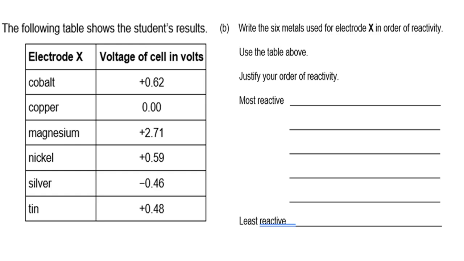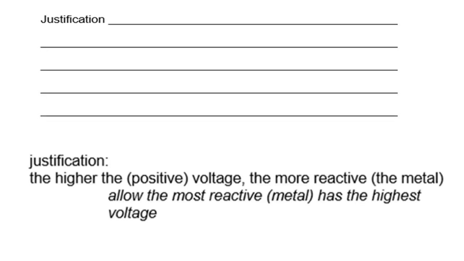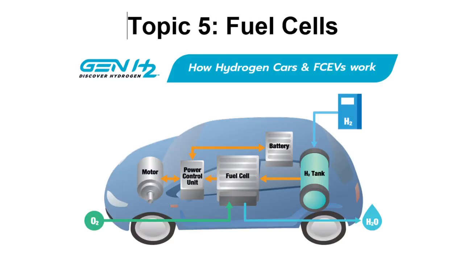Well, magnesium is clearly the most reactive at 2.71. Next, I'm looking at cobalt with 0.62. Then nickel 0.59, iron, tin 0.48, copper 0, and finally silver has got a negative voltage. It will be the least reactive. And that's the answer right there. Justification: the higher the voltage, the more reactive the metal.